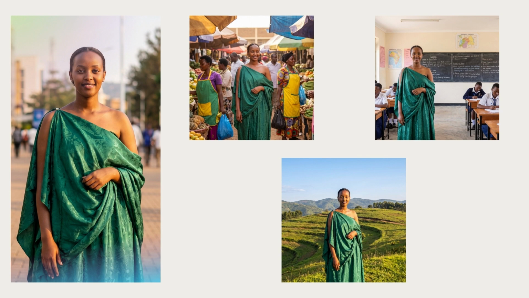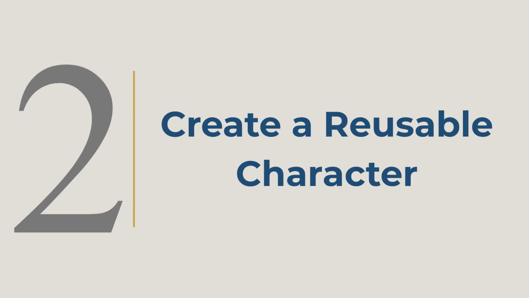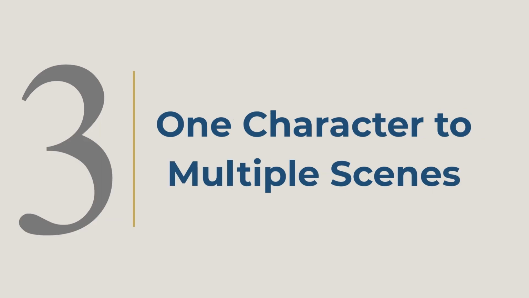In this episode, you will learn how to create a reusable AI character and use that same character across different scenes in Google Flow. First, we will see why using the same prompt alone does not guarantee the same character. Second, we will turn our Episode 5 character into a reusable character in Google Flow. Third, we will create different body views and use that same character in multiple Rwandan scenes.